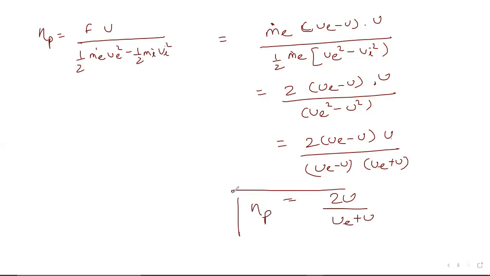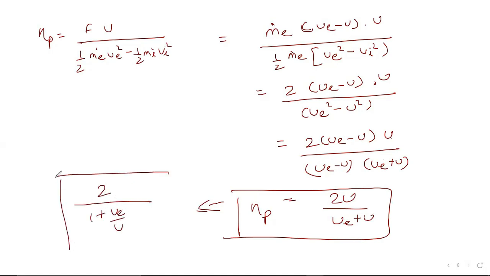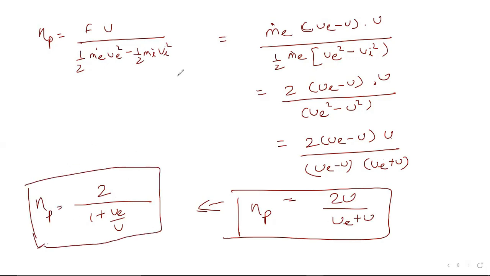So eta P has another formula: 2U upon (UE plus U). If you simplify this more, it will be 2 upon (1 plus UE by U). That is also a formula for eta P. And what does this formula say? One question was there in a previous GATE: as UE by U increases, propulsive efficiency decreases. This kind of question was asked. So this is known as propulsive efficiency.